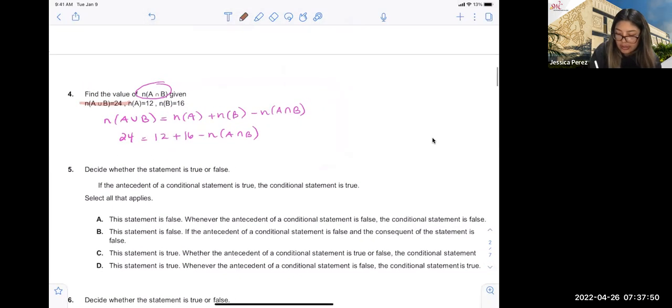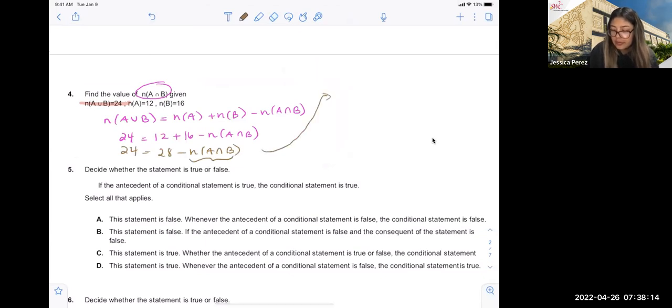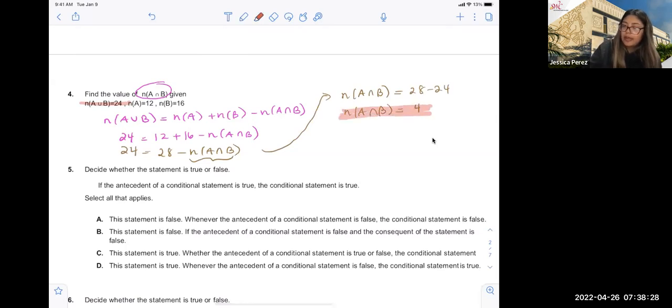So first, you have to solve this equation. What you want to do is you have 24 is equal to, right here we get 30, sorry, 28 minus n of A union B. So here, 28 minus what gives you 24? Well, what you would do is move it over, set the equation. You have n of A intersect B is equal to 28 minus 24. So the intersection that we're looking for is 4, and that is our solution.